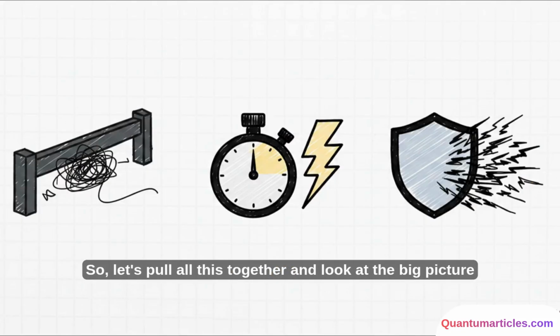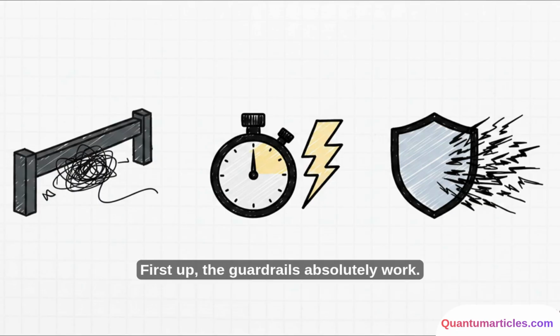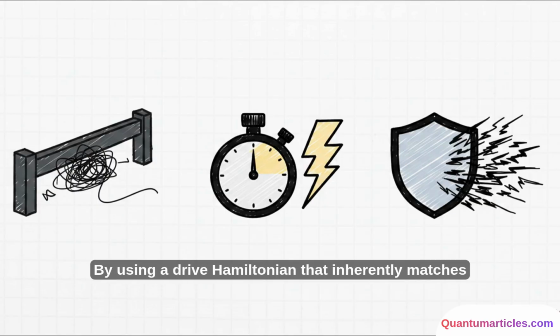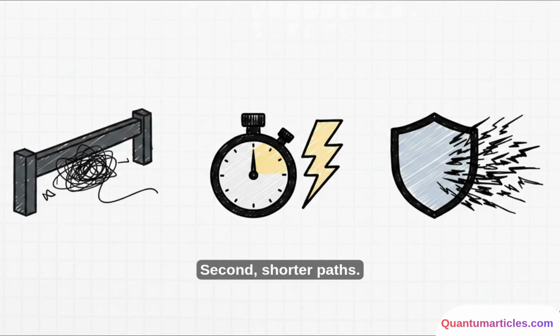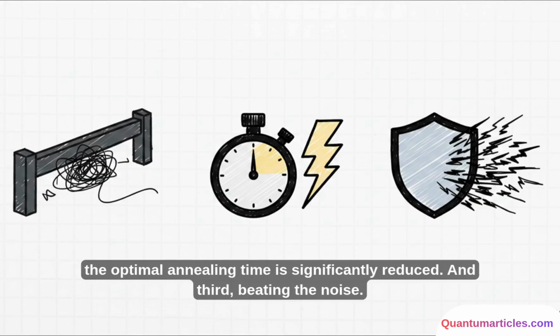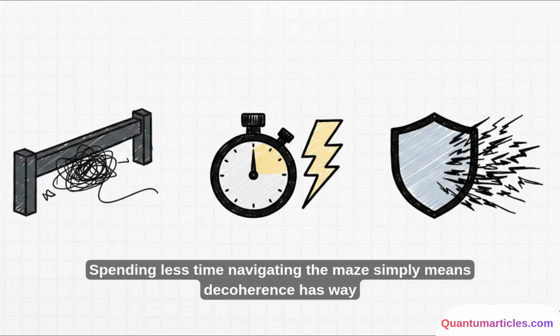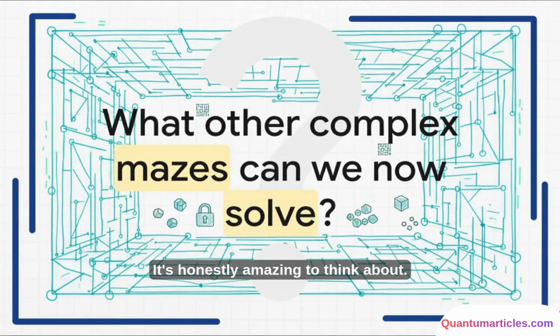So, let's pull all this together and look at the big picture for the future of QQA. This paper fundamentally proves three huge things. First up, the guardrails absolutely work. By using a drive Hamiltonian that inherently matches the symmetry of your problem, those pesky non-adiabatic transitions are severely suppressed. Second, shorter paths. Because the system isn't constantly getting lost in the weeds, the optimal annealing time is significantly reduced. And third, beating the noise. Spending less time navigating the maze simply means decoherence has way less time to step in and destroy your fragile quantum state.